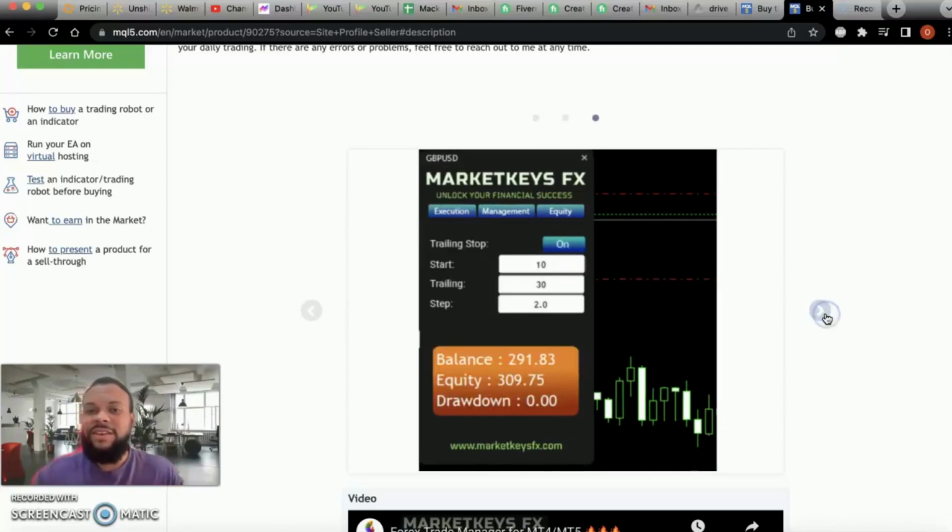All right. And yeah, that's basically it. It gives you a trailing stop loss. It shows you your balance, your equity, your drawdown. It's perfect for beginners. All right, so that's one.